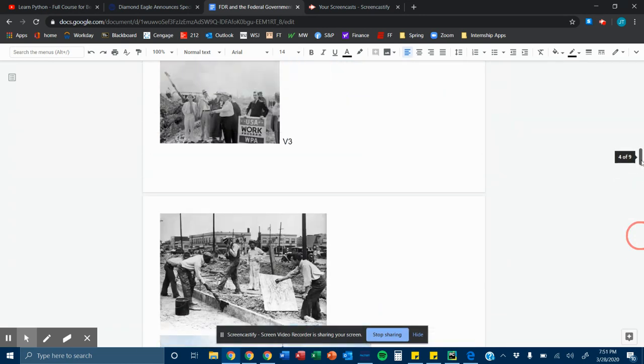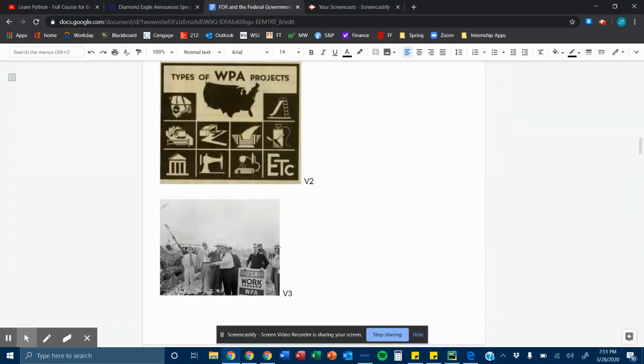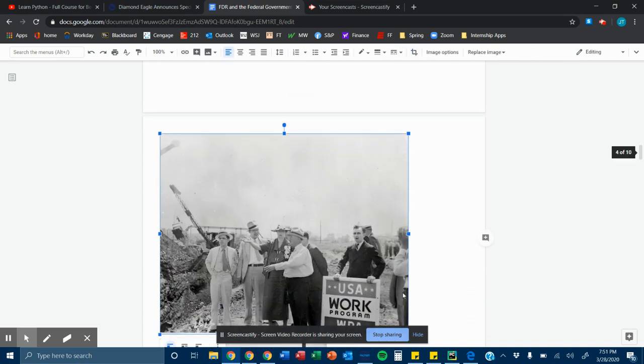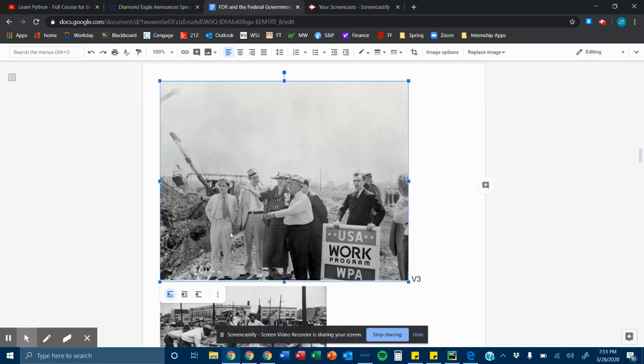One more picture I want to show you, and then we'll wrap it up. I'm going to blow this up so it's a little bit bigger for you. So here you got a bunch of suits, and they're checking out the work for the WPA. Most likely some of these guys are local leaders. One or two may work for the government, but the one we're really looking at here is the one in the center, the female. Take a guess who that is.